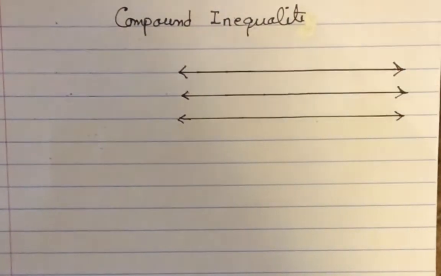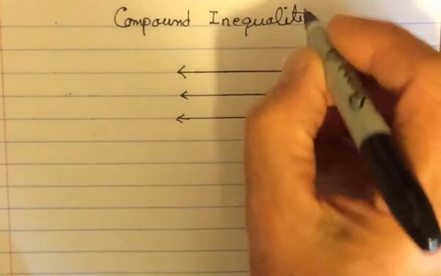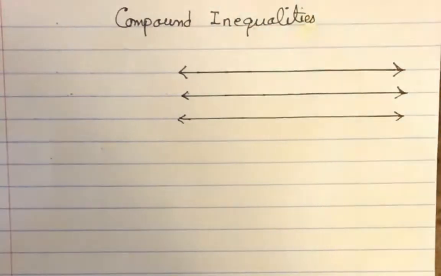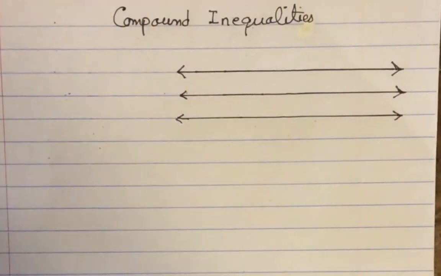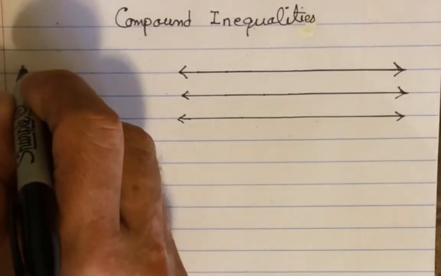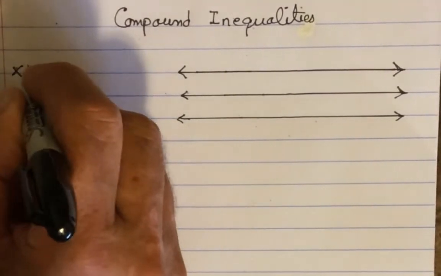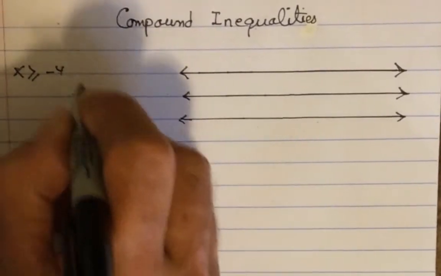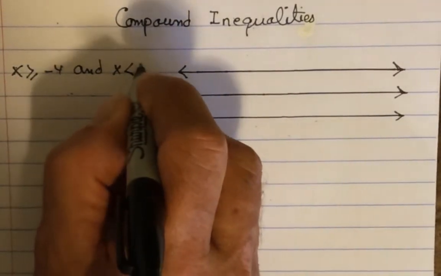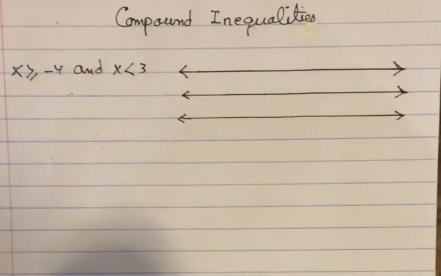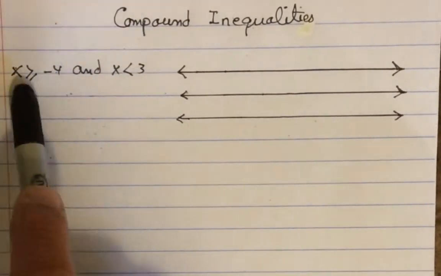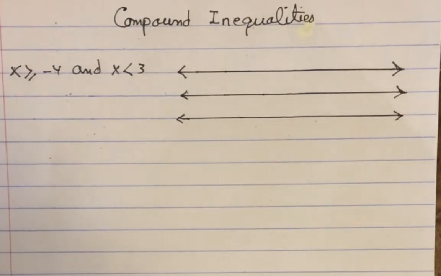Compound inequalities are two inequalities joined together using the word "and" or the word "or". So for example, if I want to solve the inequality x greater than or equal to -4 and x less than 3. To solve it, you want to find the solution which works for both of them. When it's "and", the solution has to work for both of them. So let's try to do this one.